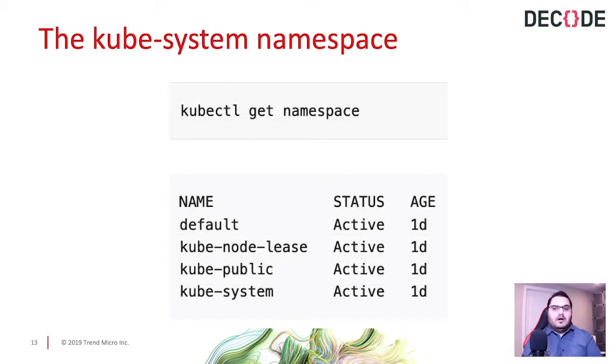When you create a cluster using some tool like kubeadm, which is the most common one, you already have 4 namespaces created for you, right? We mentioned that namespaces are like logical separations between your Kubernetes objects in your cluster. By default, you have 4 namespaces created for you: the default namespace, kube-node-lease, kube-public, and kube-system.